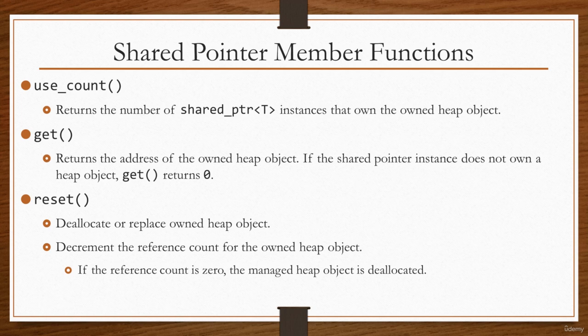Then we also have the reset member function, which is going to deallocate or replace the owned heap object. Before it replaces the owned heap object, of course, it's going to decrement the reference count for the owned heap object. And if the reference count is 0, then the managed heap object is going to get deallocated. In my examples and in my summaries, I talk about the owned heap object or the managed heap object, but that is also sometimes referred to as the owned resource. I just prefer to use heap object instead of resource.